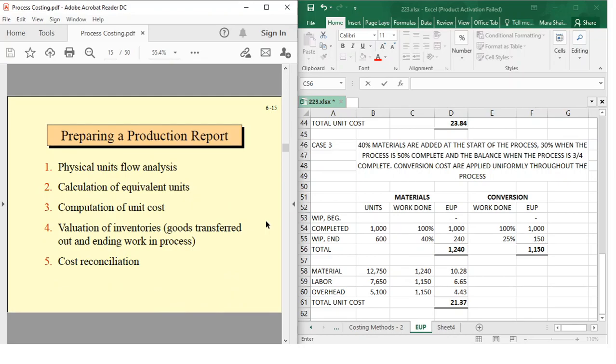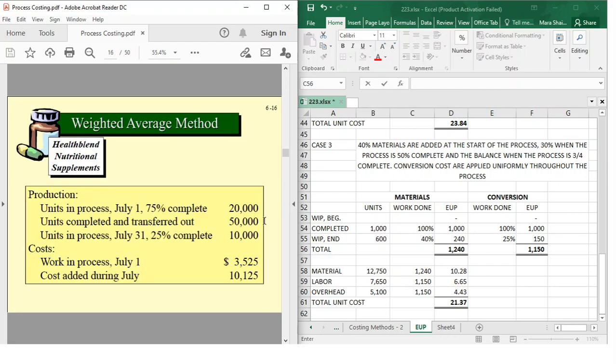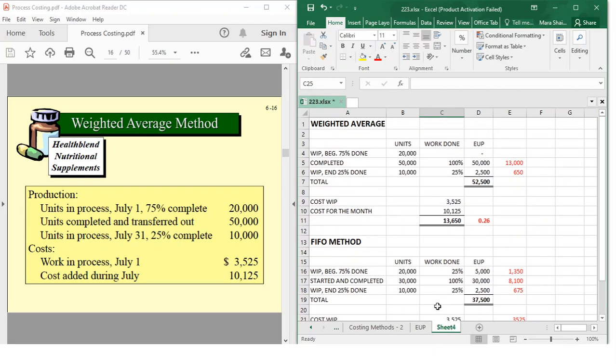Okay, so now let's move on to the two methods of computing, or two methods in process costing. So we have the FIFO and the weighted. So let's start with the weighted. So we have here an example.